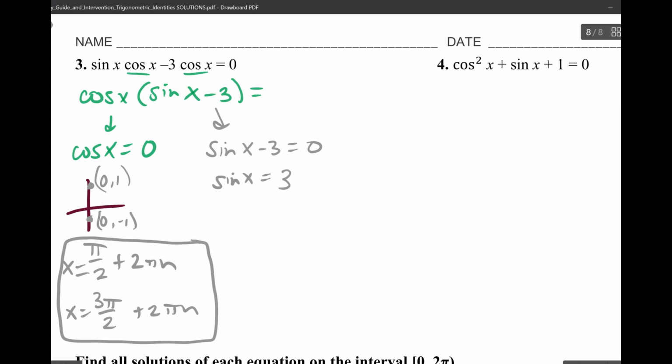This is a trick play. There's nowhere where sine is equal to 3. So this doesn't exist. There's no angle where sine can equal positive 3, because sine only goes between -1 and 1. So we only have 2 solutions for this one. This next one, you can go ahead, pause it, try it out.